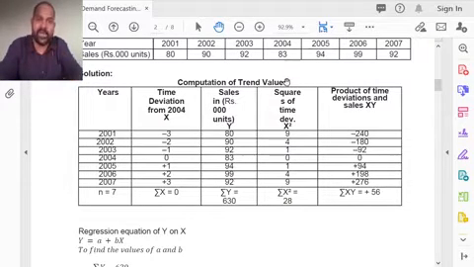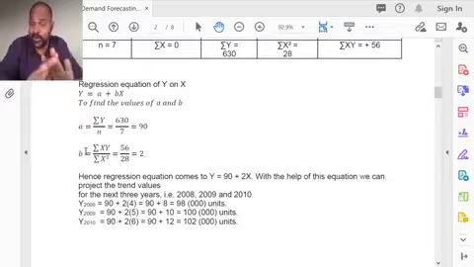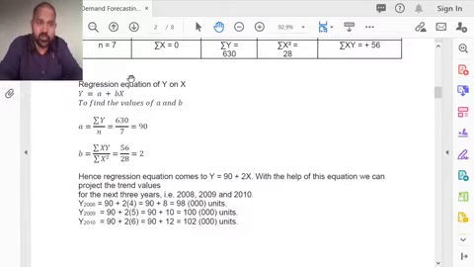We find sum of y, sum of x square, sum of xy. Start substituting. Because this is the direct method, they haven't really explained anything, but I hope whatever I have said and done is understood. Where this comes from is also understood. I will write it down properly in the next question. We are trying to find the regression equation of y on x, which is y is equal to a plus bx. A works out to be 90, b works out to be 2.